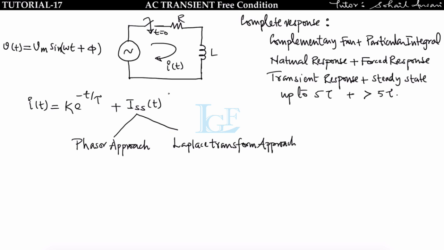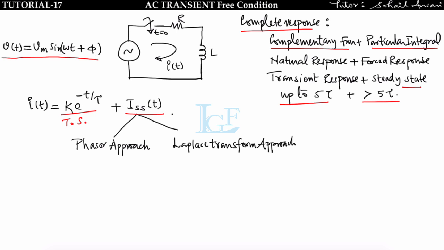First we will see the RL circuit. Let us take the RL circuit first, in which we are applying the AC voltage v(t) equal to Vm sin(omega t plus phi), and we are closing the switch at t equal to 0. The complete response of the circuit can be defined as complementary function plus particular integral. However, it can also be defined as natural response plus forced response, or transient response plus steady state response, or up to 5 time constants or greater than 5 time constants. So finally the response of the circuit is this transient state, which is an exponentially decaying function, and this is the steady state response.